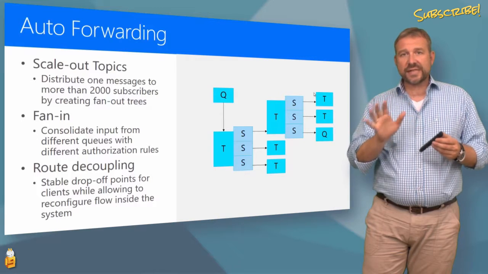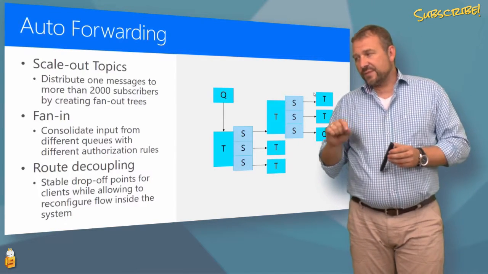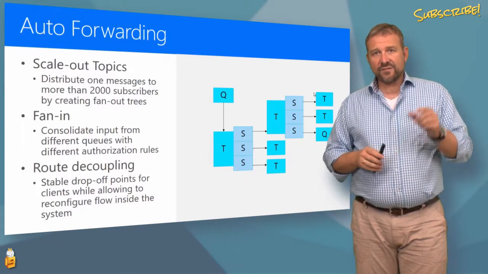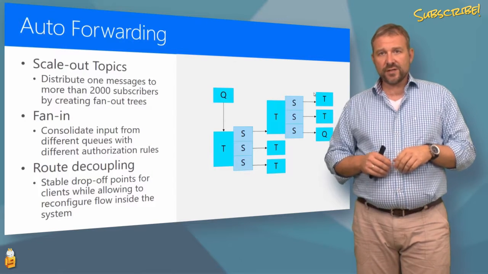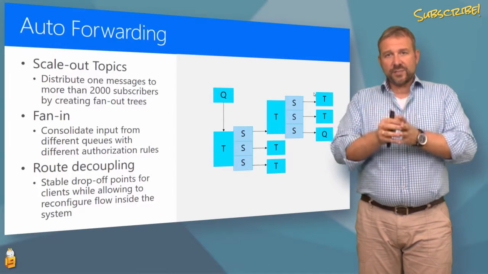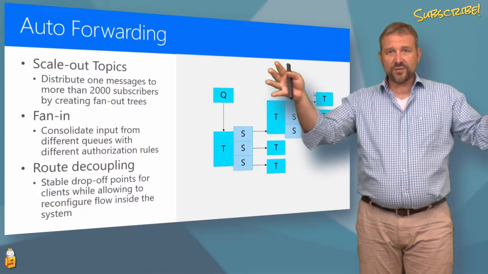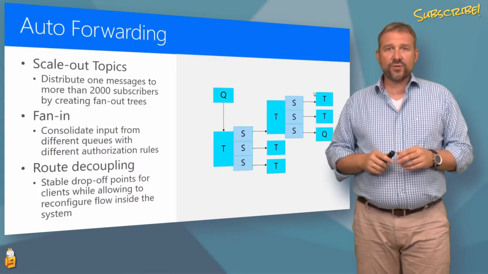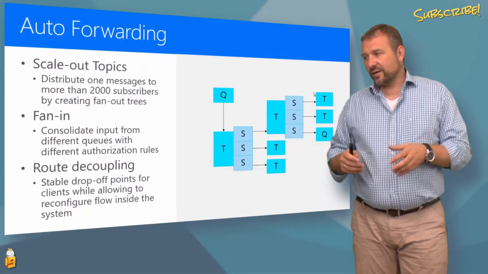You can create, for instance, scale out topics. You can create a tree, as you can see here. You can send a message into a topic, and you can have a subscription then forward onto a further topic. So you can make a topic that has 100 subscriptions, and then you can add 100 topics which each have 100 subscriptions, and now you can send out to a further population, but you only sent one message in. That's what we call a fan out tree.